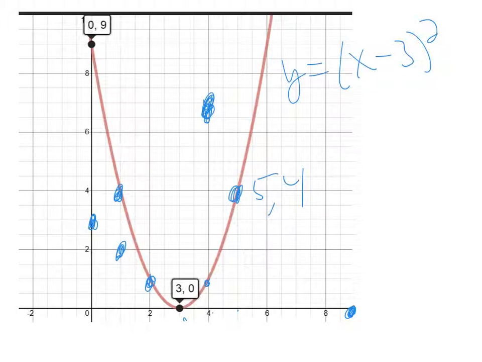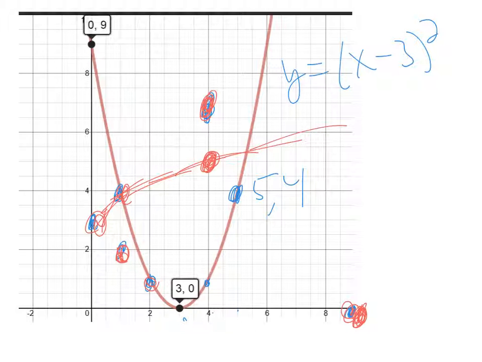So I'm going to replace some of these things with red ink so I can see what the heck I'm doing. This isn't 4, 5. This is 4, 5. So here's that inverse. We could plot a few more points, but I'm starting to mess up so bad it's probably not worth it. Okay, so this is what that inverse looks like. It's not a function.